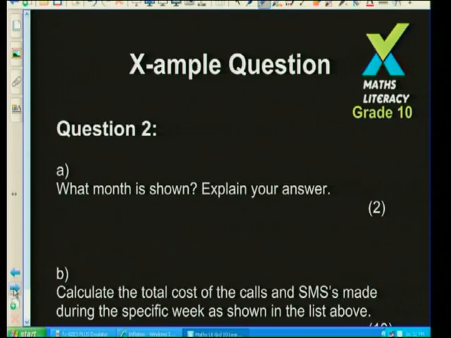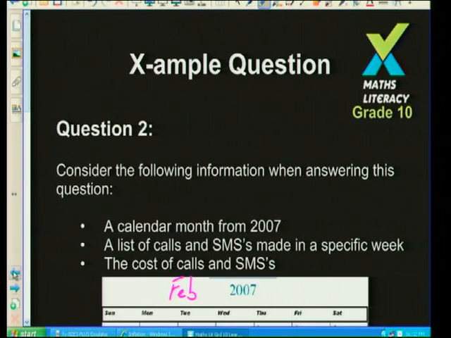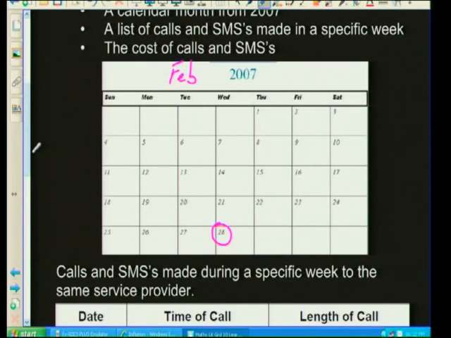First question, what month is shown? Explain your answer. Now remember, we just did that. We looked at that and we said this must be February. Why is it February? Because there are 28 days in the calendar month. Next question. You see how we answered that question before we even read it? Because we were looking at an overview of all the information given to me. Now, the next thing.